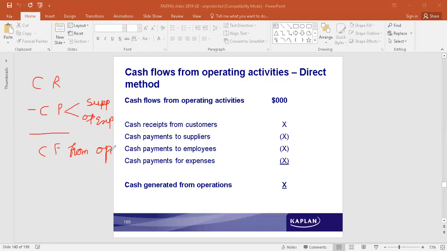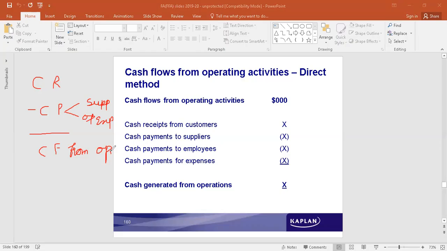The cash amount may relate to the current period, the previous period, or the future periods, irrespective of the time period. If there was a cash inflow, it appears here in this section as cash receipts from customers. Any year, it is not relevant. Any year, if the amount is received on account of sale activity, it will be cash receipts from customers.